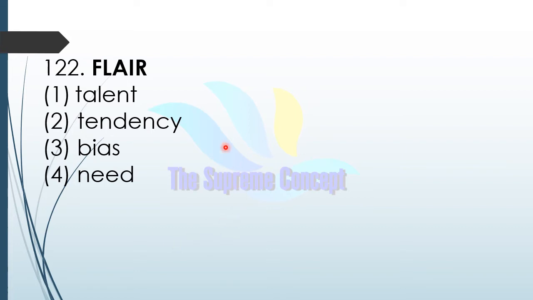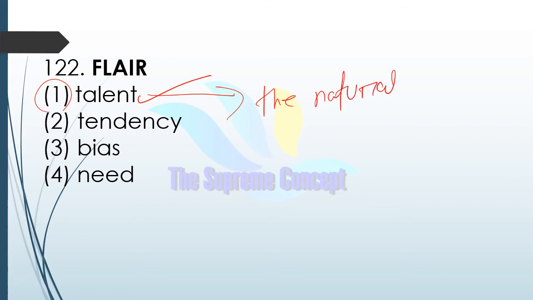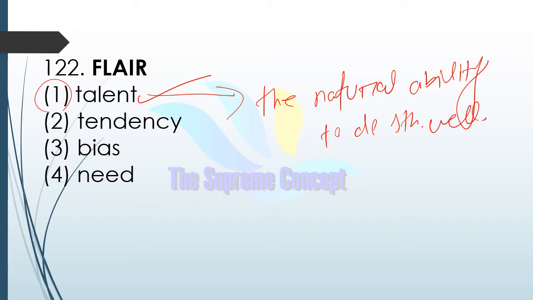Find out the synonym of this word flair. These are the options: talent, tendency, bias, and need. Yes, you are correct. Here option number one, that is talent, is the correct answer, because it is the natural ability to do something well. Flair is the same thing. It means the ability to do something well.